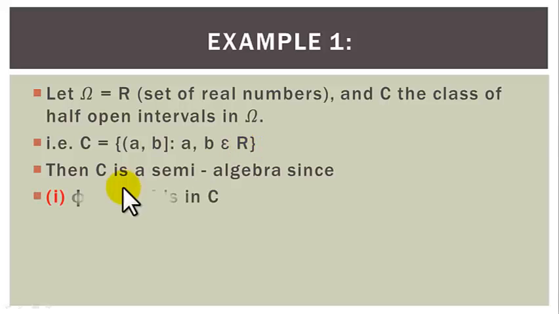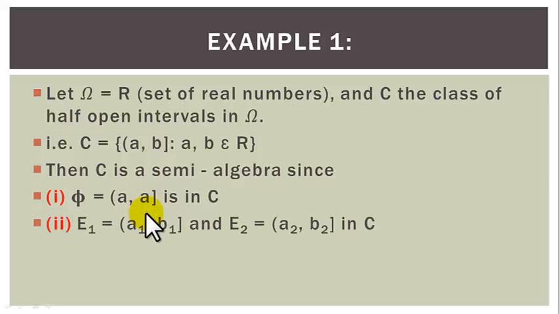That is, 1. Empty set is a subset of C. Remember, an empty set is a subset of every set. Empty set is a subset of C, since we can write the empty set as a half-open interval where a and b are equal. That is, open here at a, and closed here. 2.